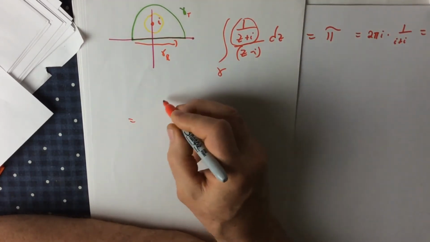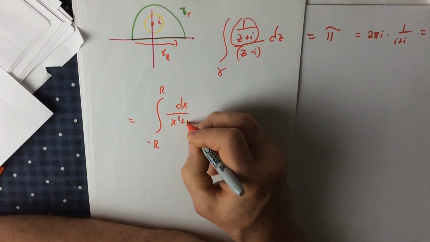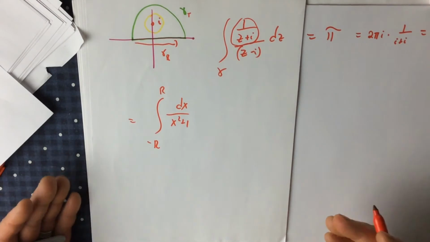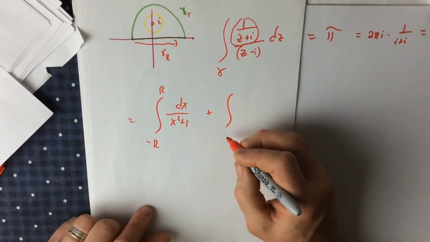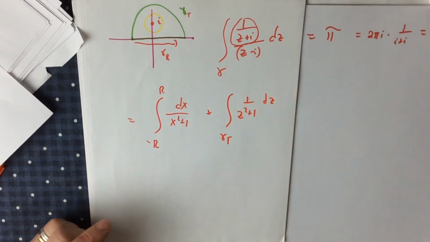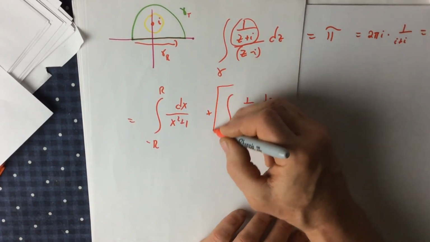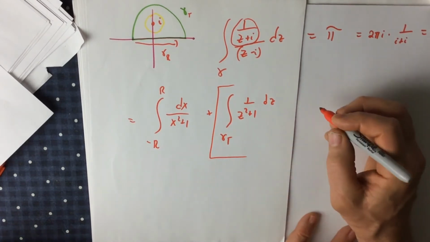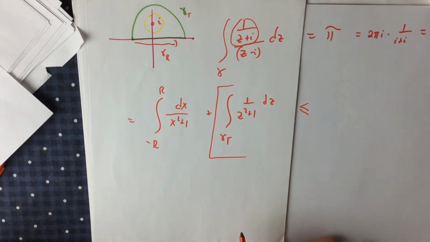And so this is going to be the integral from minus r to r of dx over x squared plus 1, because when z is on the real line, it's real. So that's the integral over gamma real, plus the integral over gamma top of 1 over z squared plus 1 dz. But now, what's really interesting about this is I'm going to look at just this integral, and I'm going to use the ML relationship. Now, the ML relationship isn't deep. It simply says that I need to bound that function and know the arc length. Well, the arc length is really easy. It's half of a circle.